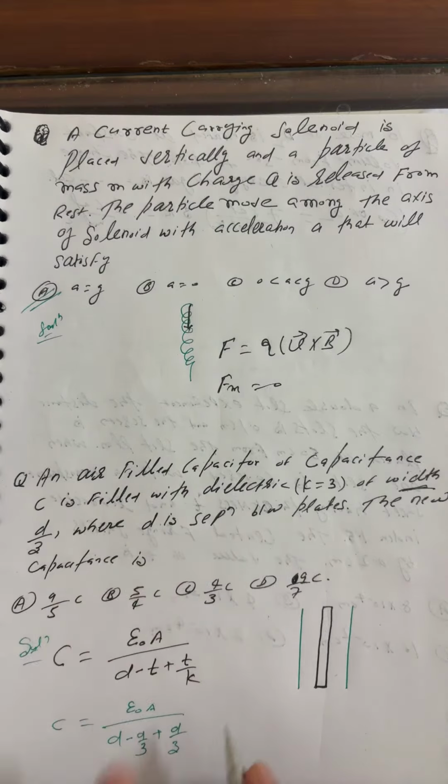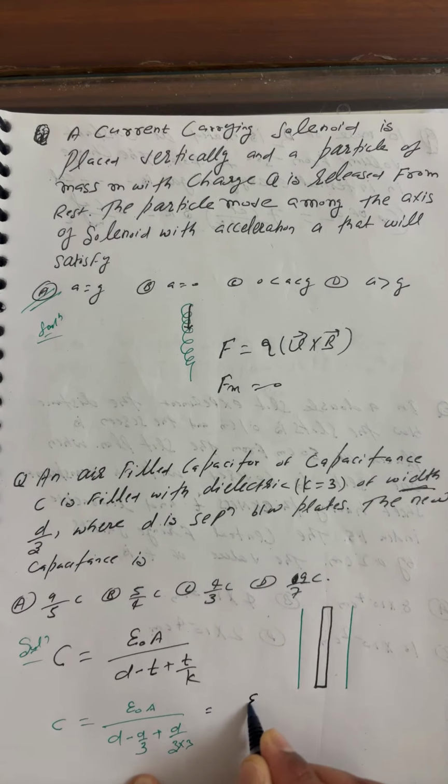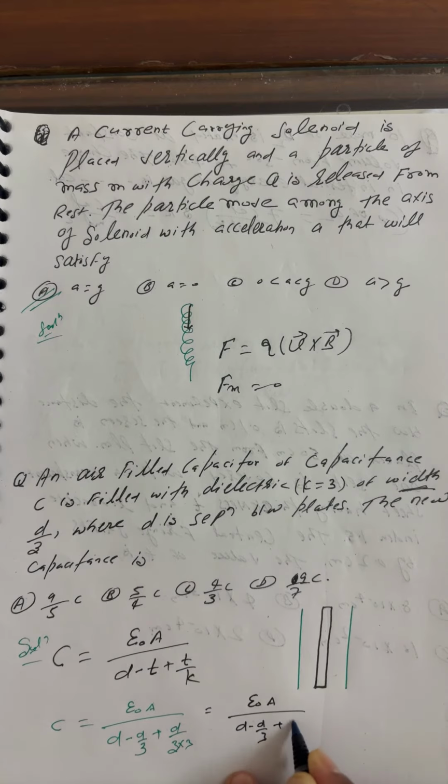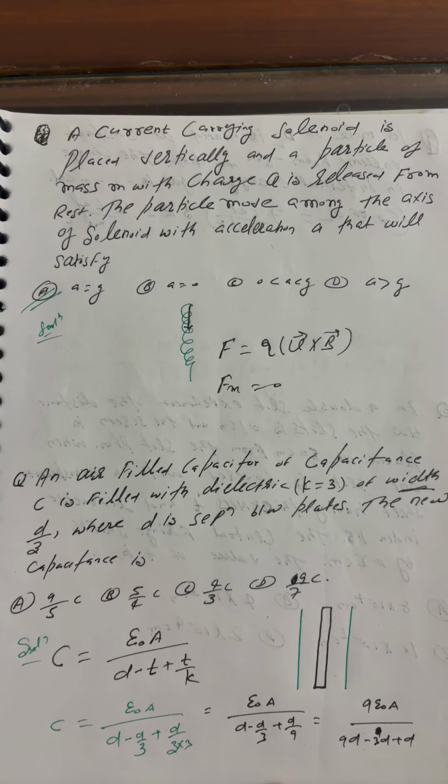And K is how much? 3. So you multiply by 3 here also. Here you can do further calculations. This is epsilon naught into A by D minus D by 3 plus D by 9. The LCM of 3 and 9 is 9 only. So 9 epsilon naught into A by 9D minus 3D plus D. So 10D minus 3D is 7D.